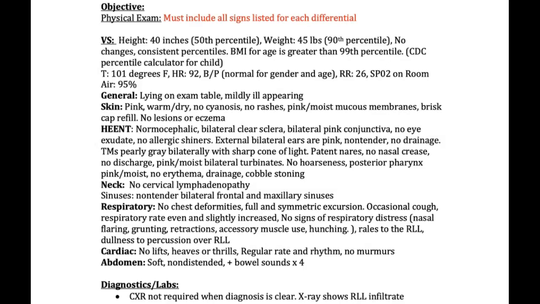No chest deformities. He's got full and symmetric excursion. Occasional cough. Respiratory rate is even, slightly increased. No signs of any type of distress, such as nasal flaring, grunting, retractions, accessory muscle use, hunching. He's not doing any of that. You do hear rales to the right lower lobe, and he does have dullness to percussion over the right lower lobe. This child was not cooperative with bronchophony, egophony, any type of those specific signs related to pneumonia.